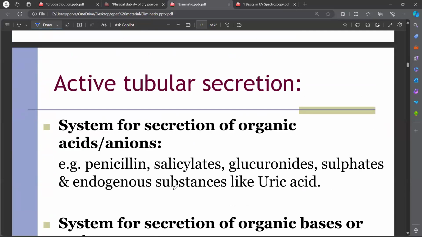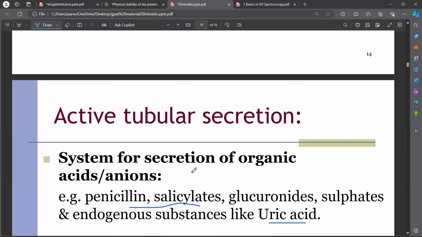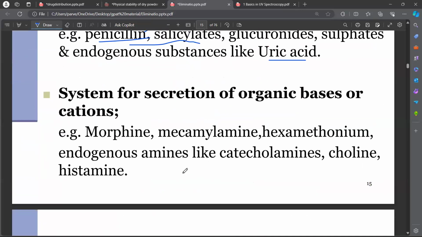By the organic anionic transporter, basically penicillin, salicylates, glucuronides, sulfates, and uric acid are secreted. As you can see, there is a classical drug interaction between probenecid and penicillin. What happens is probenecid inhibits the organic anionic transporter, by which the active tubular secretion of penicillin gets inhibited and the plasma drug concentration of penicillin increases.